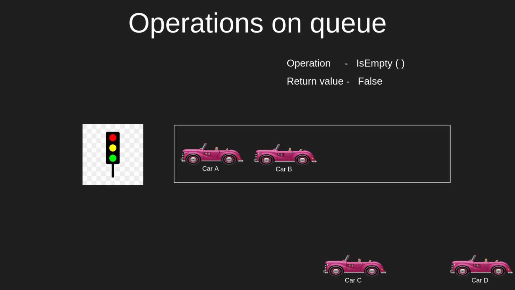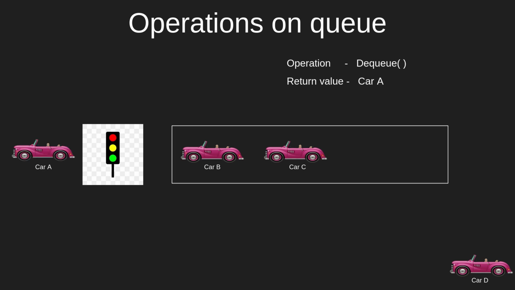If we execute the isEmpty function on this queue, it will return false because the queue has two cars already inside it. If we execute the enqueue operation by passing car C, car C is also added to the queue. Lastly, if we execute the dequeue operation on the queue, the car in front of the queue, which was car A, will be taken out of the queue, and the value it holds will be returned to the user.